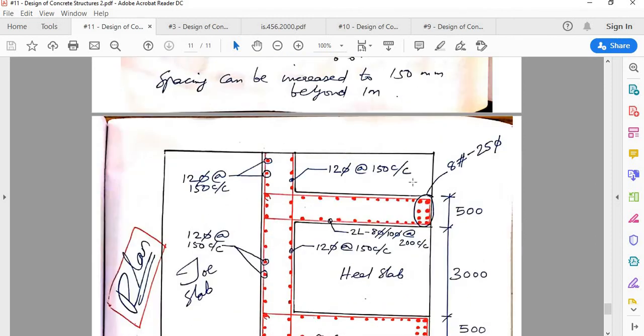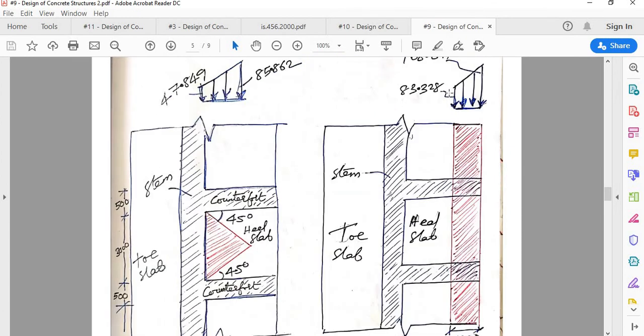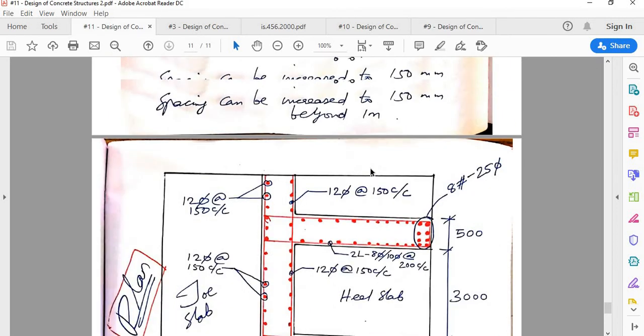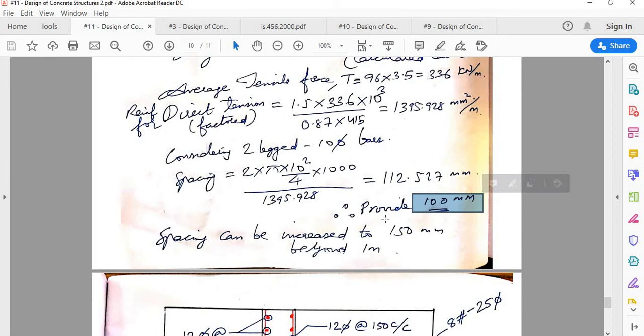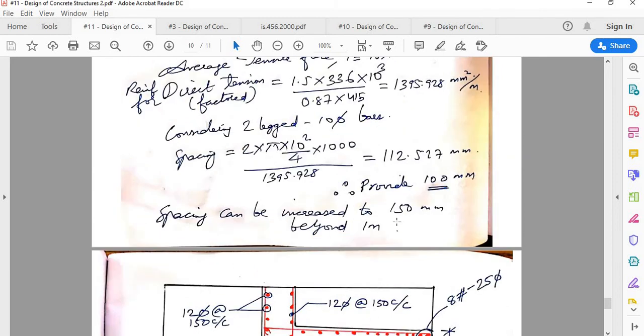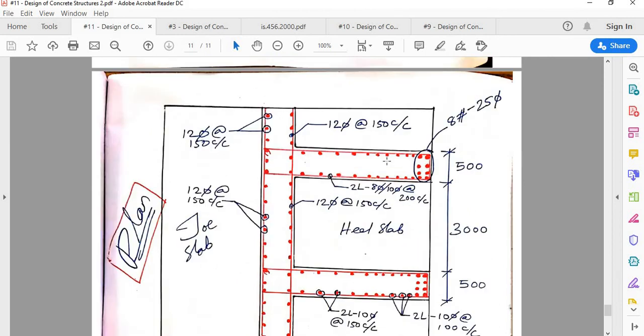So that is the spacing that you require at the tip, because we have calculated the tip. As you move inside the heel slab, this pressure reduces, right? So the spacing can be increased. So whatever you calculated here, you provide 100 mm for the initial 1 meter. Beyond that, you provide a spacing of 150 mm. Okay, so that is the design of the counterfort wall.